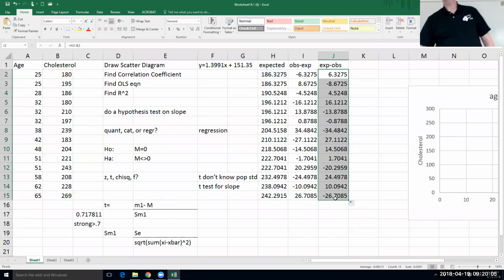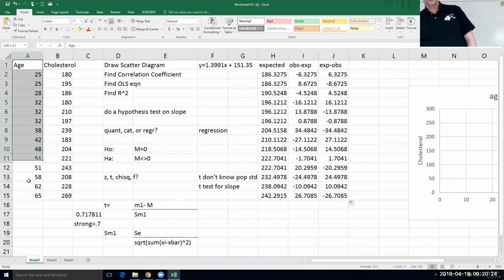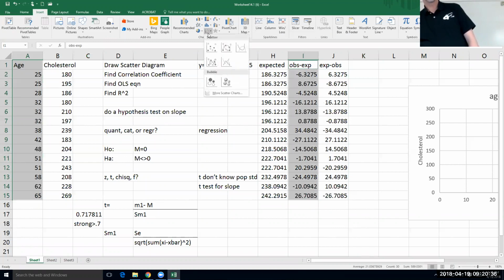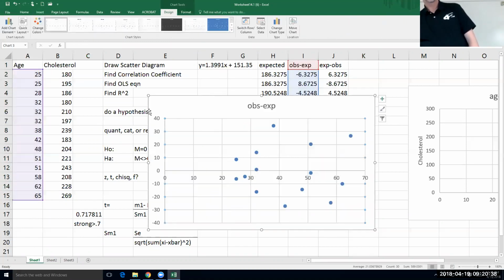All right, so let's do this. How do you do a residual plot? We're going to digress for a minute. A scatter plot just of this, like I have here, that's actually wrong. That's what some of you did, though. That's wrong. Highlight the age column, and then we'll do this one first. Okay. Observed minus the expected. I'm going to insert scatter plot. Okay. So that's one.